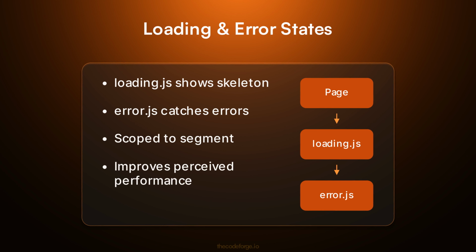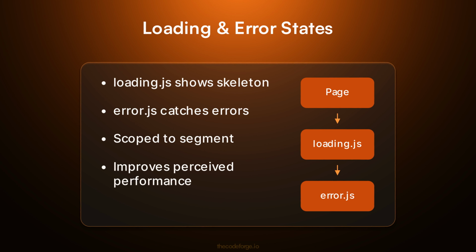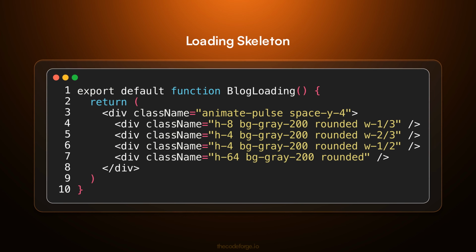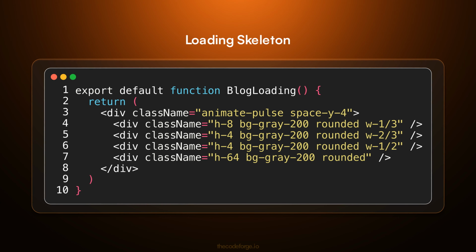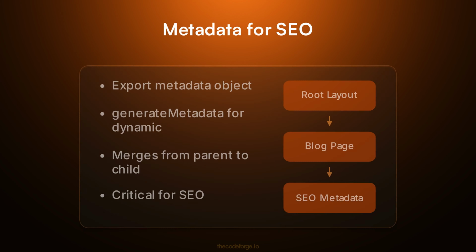Every route can have loading and error files. Loading.js shows a skeleton while data streams in. Error.js catches errors and shows a retry button. This loading skeleton shows immediately while the page content loads. It improves perceived performance even if load time is the same.